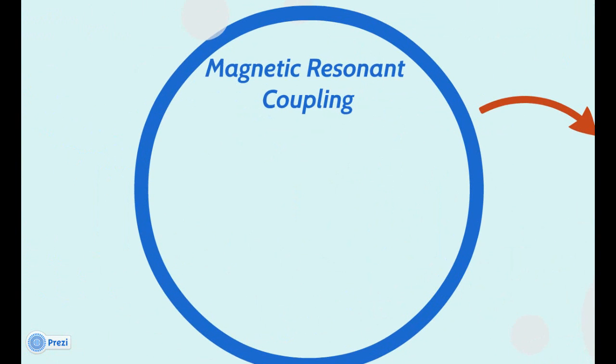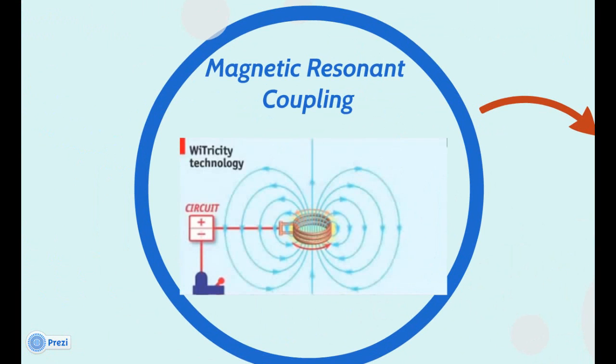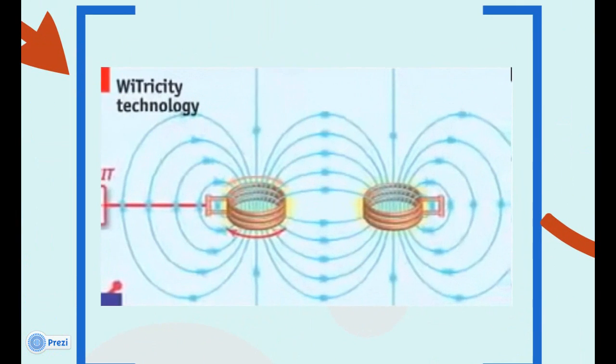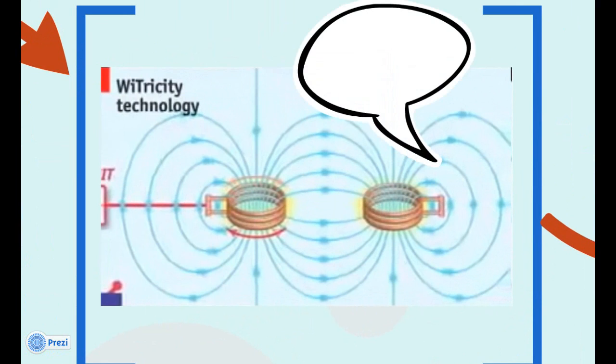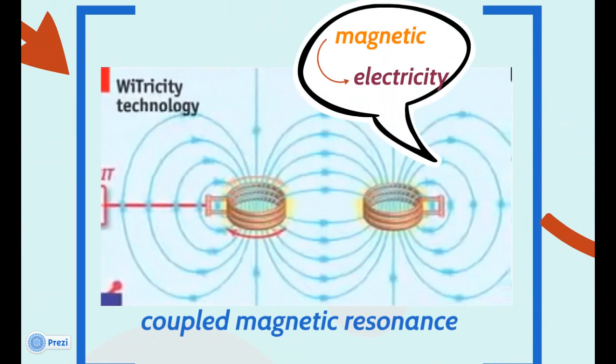The next technique is magnetic resonant coupling. Here is its principle. First, a rapidly oscillating electric current is applied to a coil at a specific resonant frequency. This creates a magnetic field in the region around the coil. Tune a second coil to the same resonant frequency as the source. It will couple, resonating and converting the oscillating magnetic field into an electrical current within the second coil. This response is called coupled magnetic resonance.